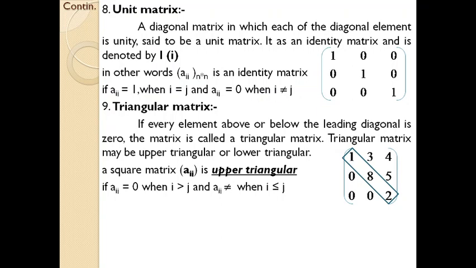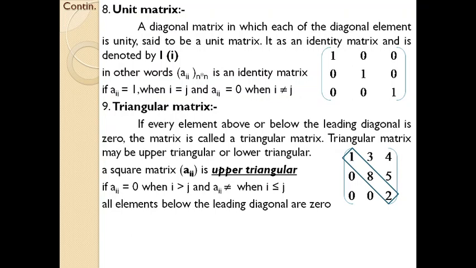See, here the numbers above the diagonal, and if we look at the formation of these numbers, it looks like a triangle. See this part. I hope you understand why it is known as a triangular matrix. This part looks like a triangle. This is known as upper triangular. Now you will understand what is meant by lower triangular.